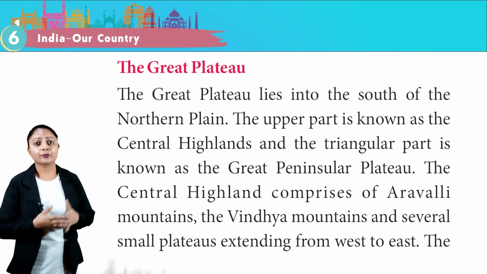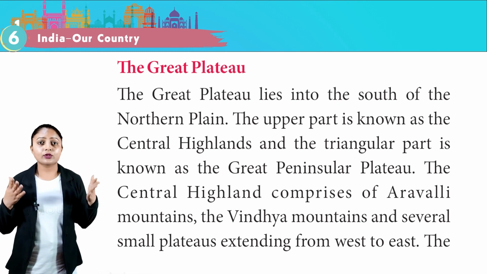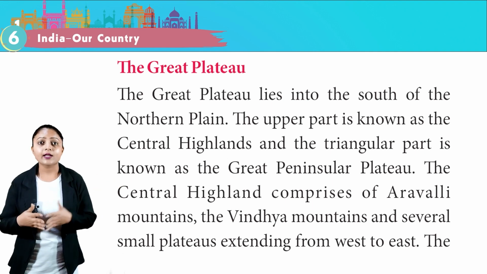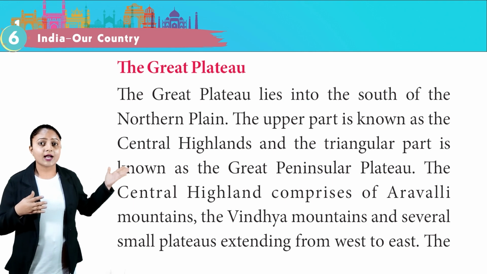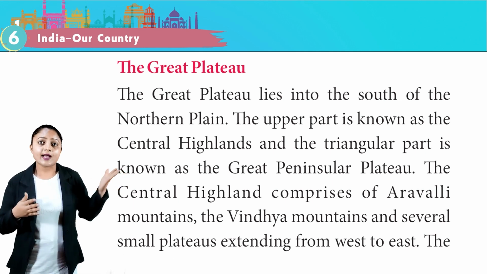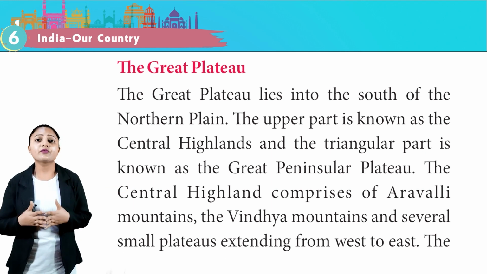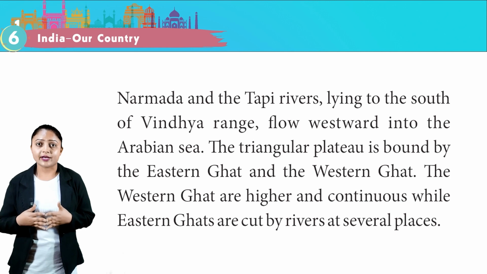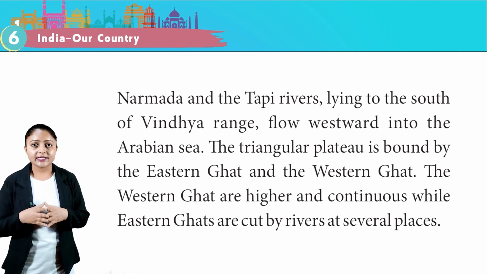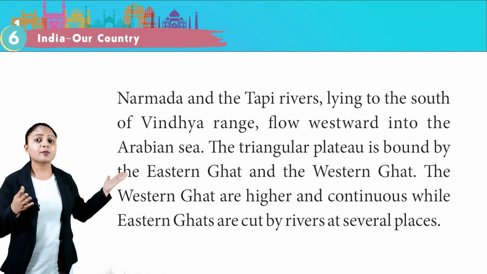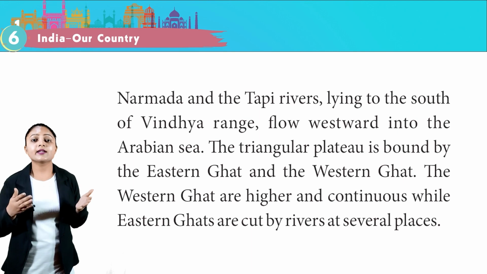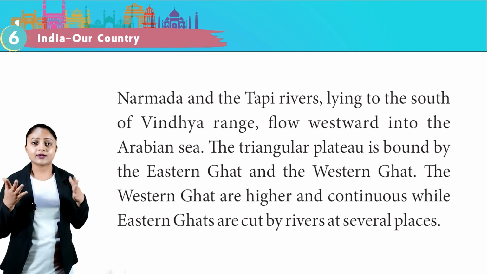The Great Plateau. The Great Plateau lies to the south of the northern plain. The upper part is known as the Central Highland and the triangular part is known as the Great Peninsular Plateau. The Central Highland comprises the Aravalli Mountains, the Vindhya Mountains and several small plateaus extending from west to east. The Narmada and the Tapi rivers, lying to the south of Vindhya range, flow westward into the Arabian Sea. The triangular plateau is bound by the Eastern Ghats and the Western Ghats. The Western Ghats are higher and continuous while the Eastern Ghats are cut by rivers at several places.